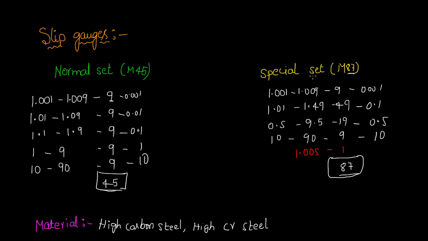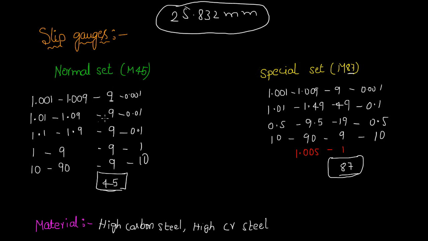It will be clear with an example. Let me build up a height of 25.832 mm. I want to build this height with a normal set. There is always a thumb rule for designing this: always start from the last one.